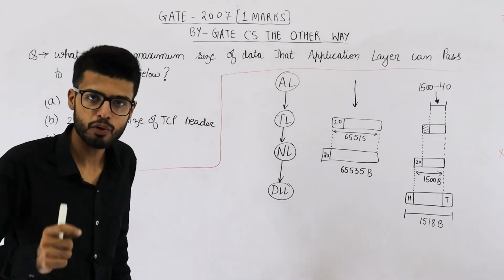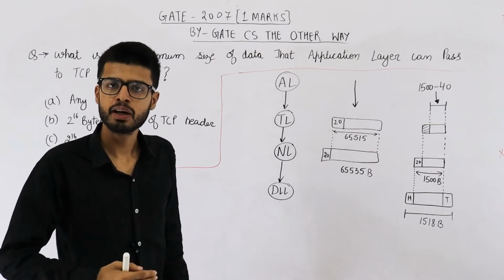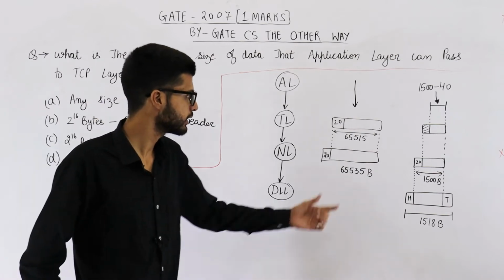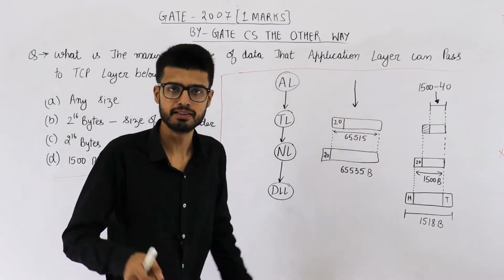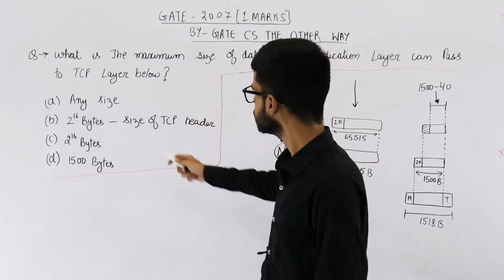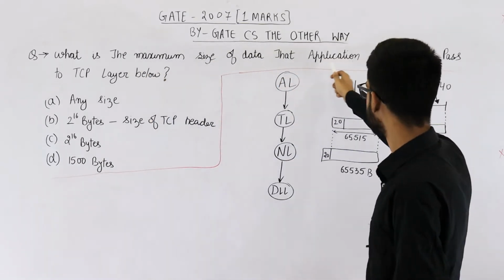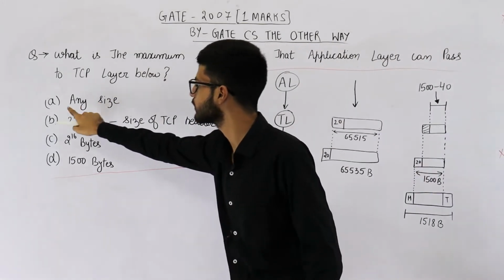Now it is the duty of transport layer to break that file or chop that file into smaller parts such that one part is able to fit into this segment easily. So the answer to this question, the maximum size of data that application layer can pass to TCP layer below, is any size.